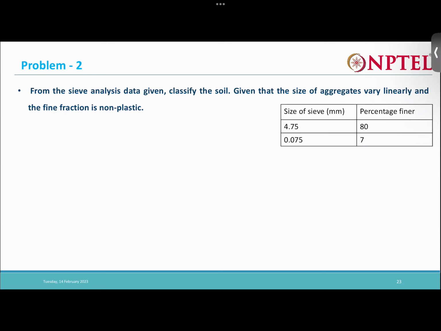Sir, this is coarse soil. Yes, it is coarse soil because only 7% is passing through. Exactly. Only 7% is passing through your 75 micron sieve, right? And more than 50% is passing through 4.75. It is coarse soil. And what kind of coarse soil? It is sand, right? So it is sand.